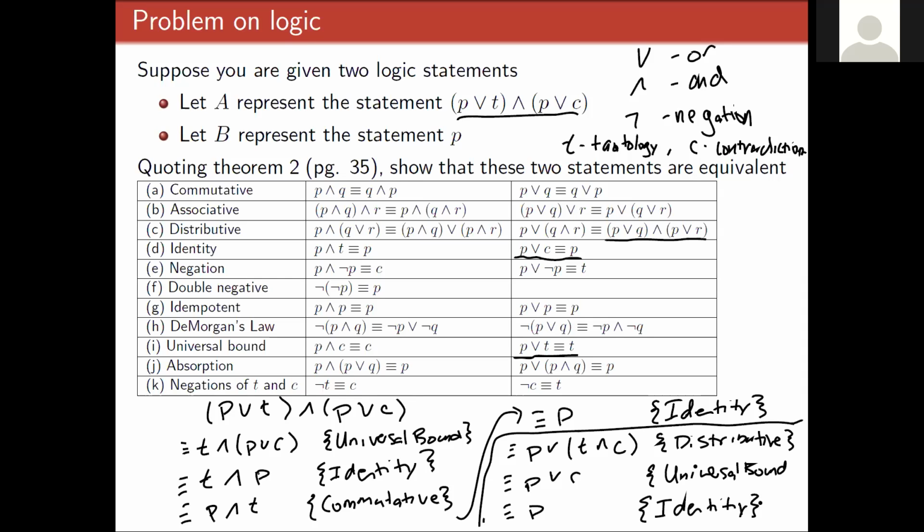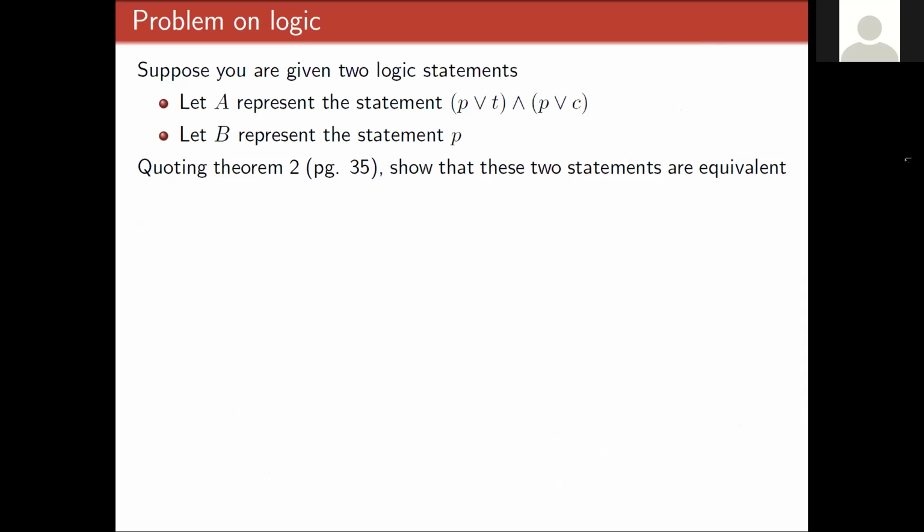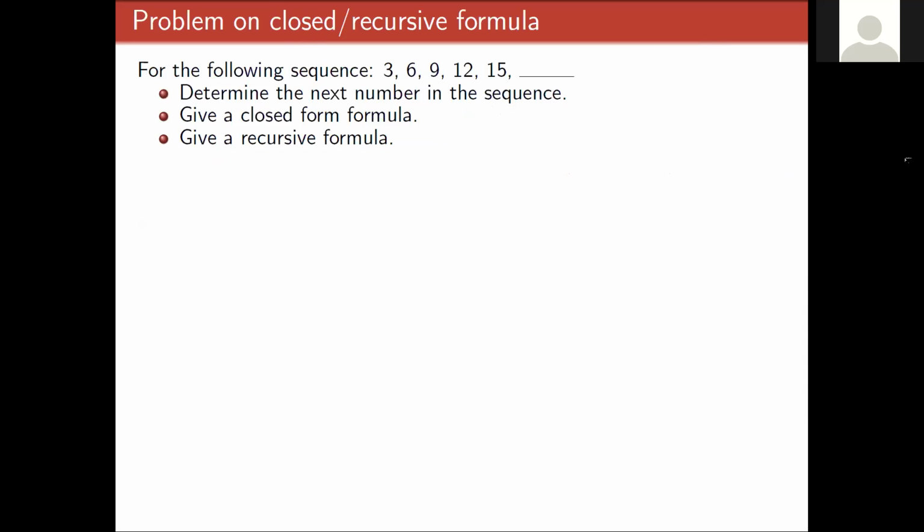Awesome. So now this next problem will bring us back to sequences. For this one, we're going to look at the following sequence, determine what the next number is, and then give closed form formulas as well as recursive form formulas. So here we've got the sequence 3, 6, 9, 12, 15. Take a few minutes on your own to figure out what the next number would be, what a closed form would be, and what a recursive form would be for the sequence.